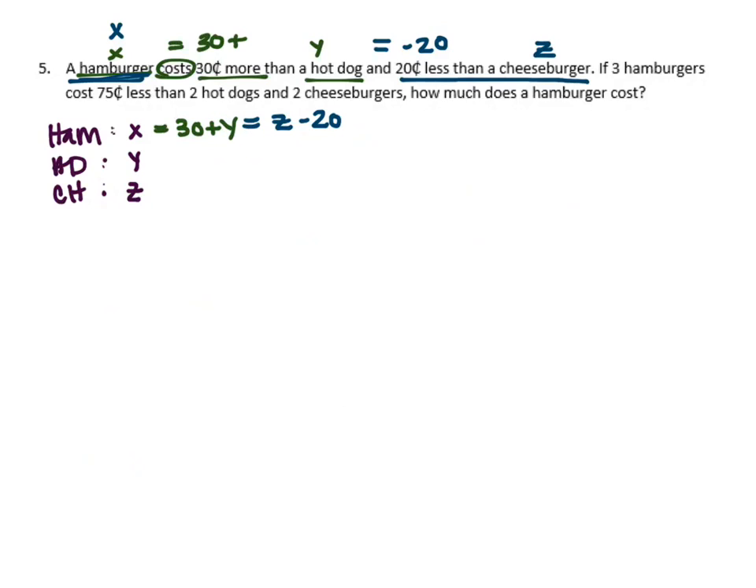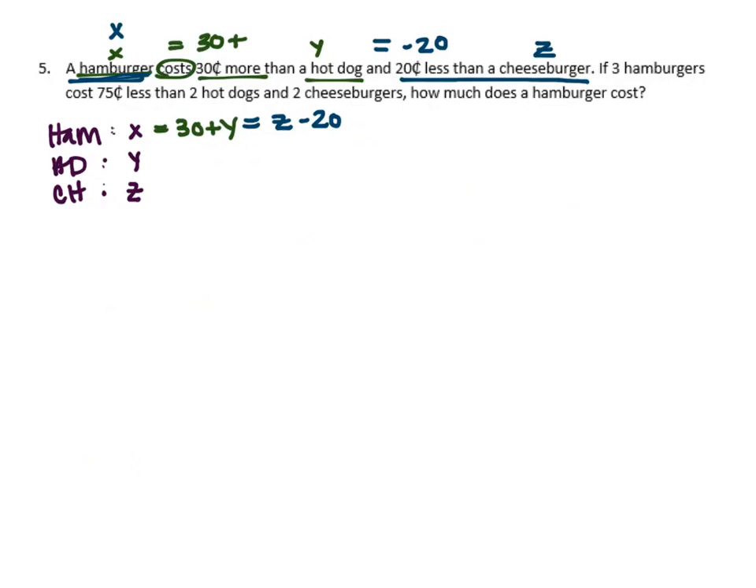And if I do that, I can essentially solve for Y. If a hamburger costs 30 cents more than the hot dog and 20 cents less than the cheeseburger, the difference between the hot dog and the cheeseburger is 50 cents. So I know then that the hot dog is 50 cents less than the cheeseburger. So I can also do it mathematically. Intuitively, that's what we find out.